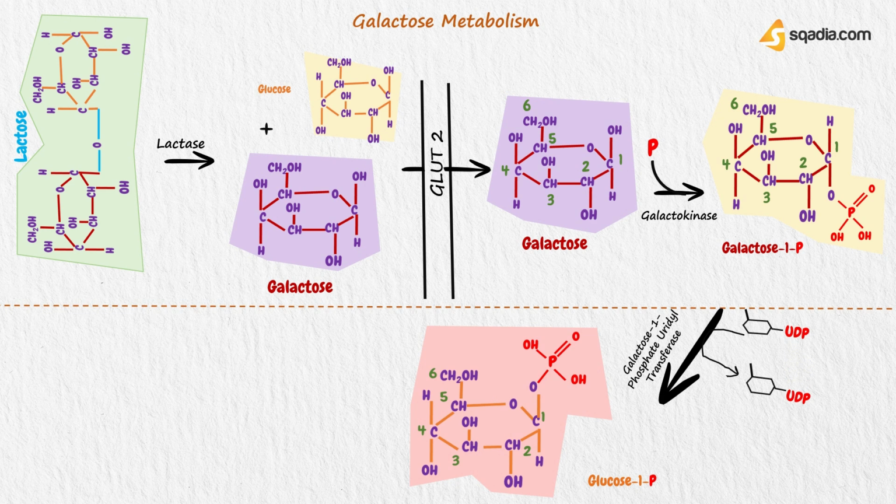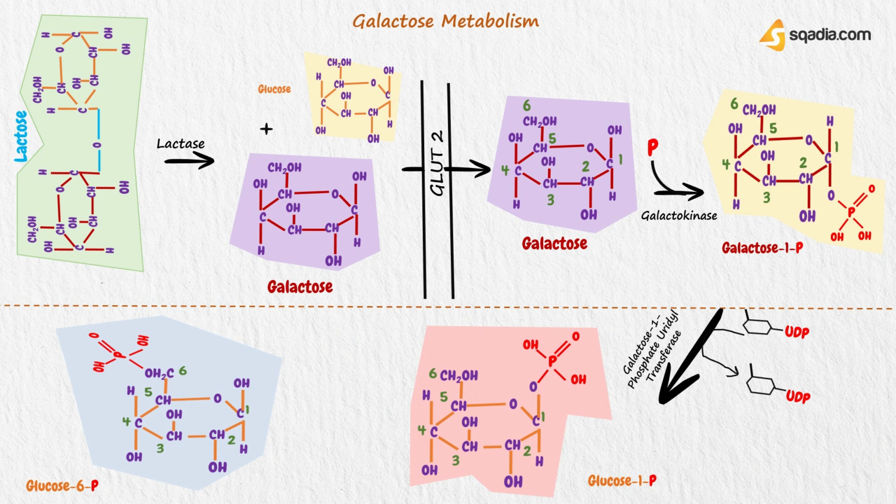Glucose 1-phosphate is then converted to glucose 6-phosphate by an enzyme called phosphoglucomutase. The UDP galactose is reconverted to UDP glucose by UDP galactose 4-epimerase.